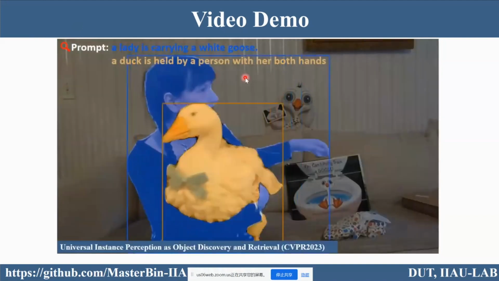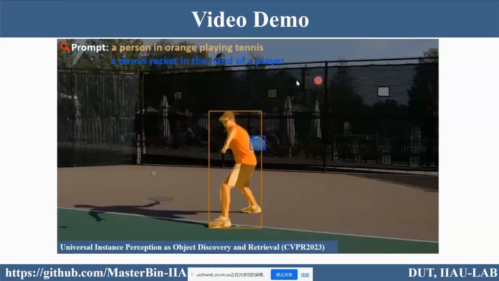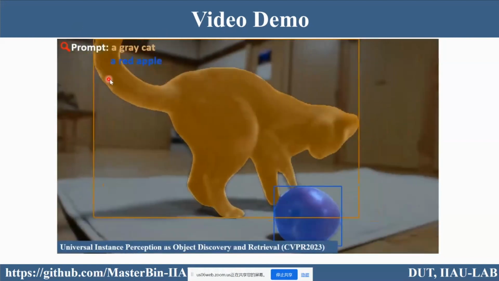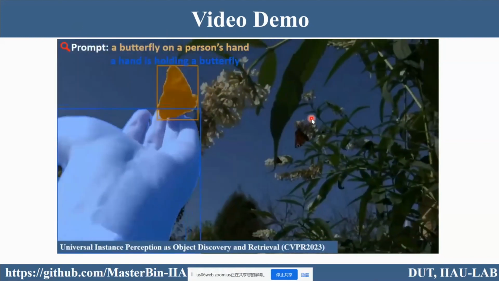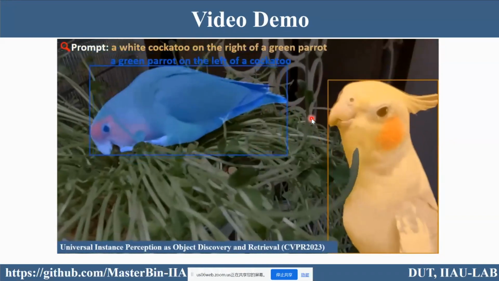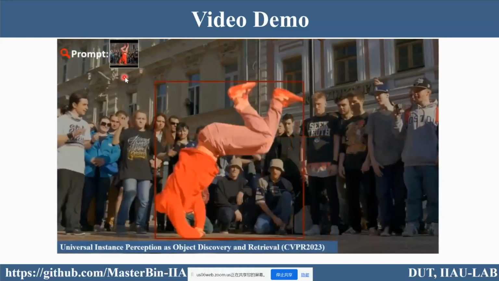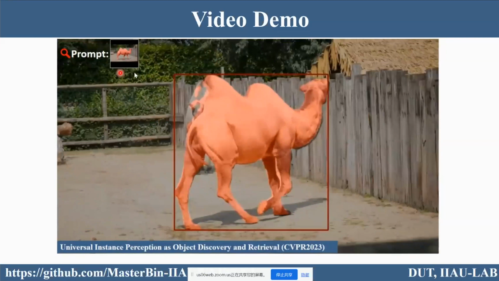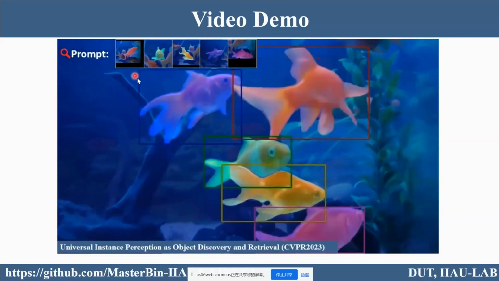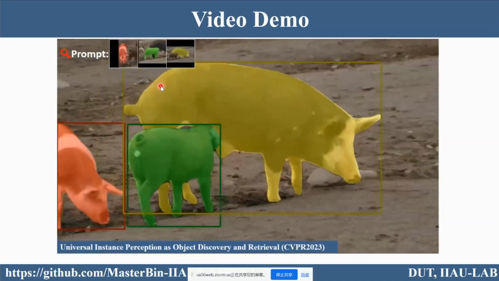The second part is about using language expression as prompts. Different language expressions are represented in different colors. And the third part is using target annotation as prompts. Here we show the 4-channel inputs. Different tracked objects are using different colors.